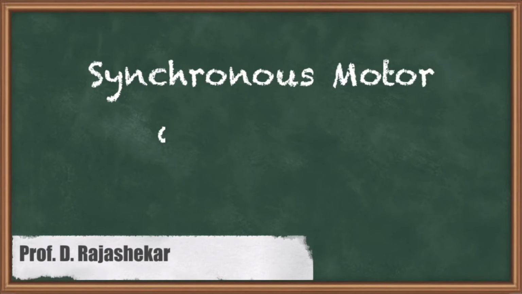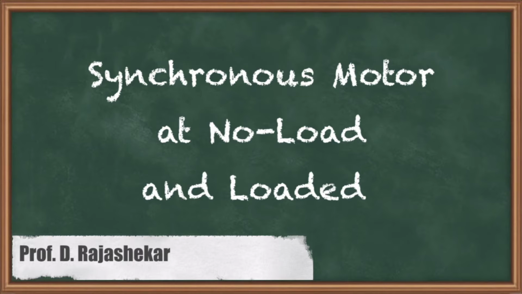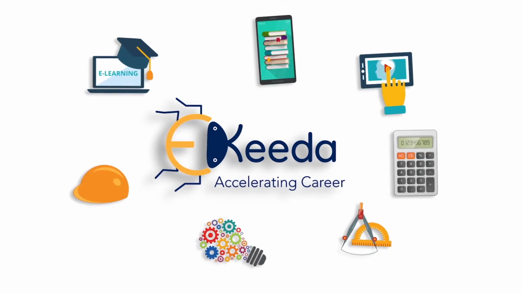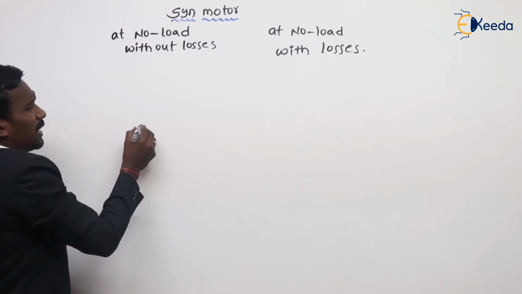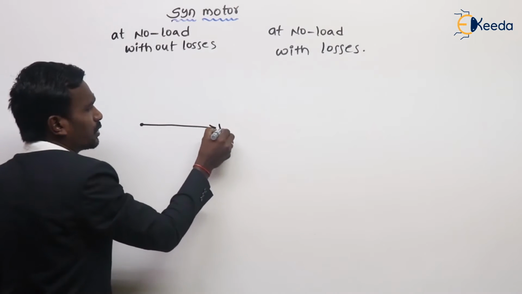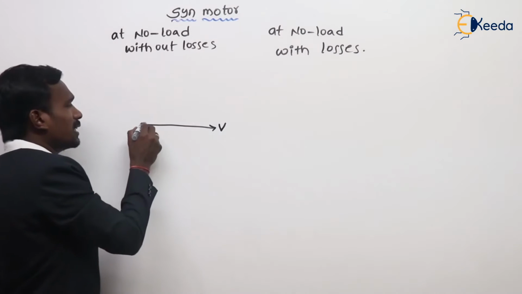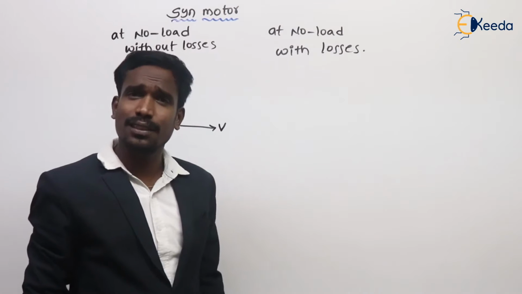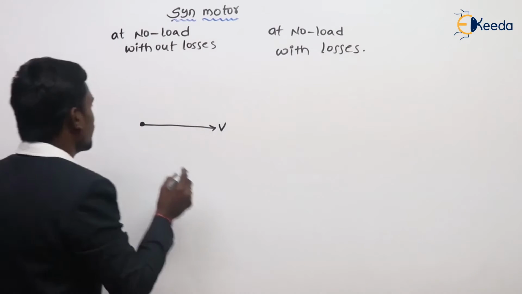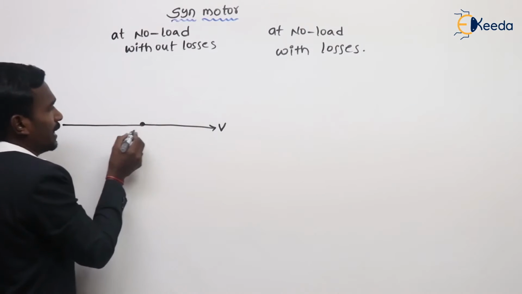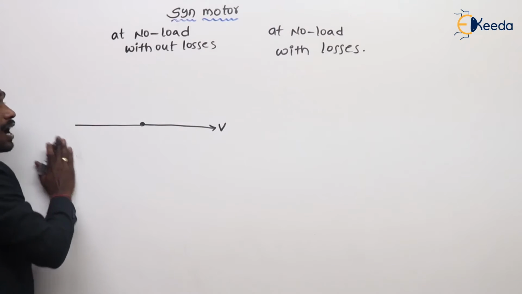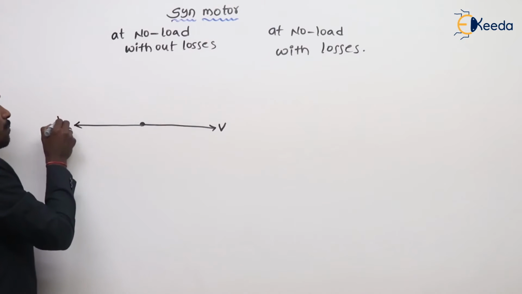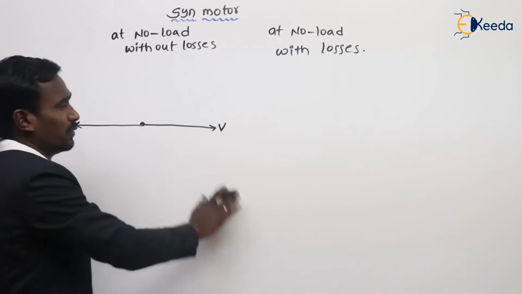Hi friends, in this video let's discuss the synchronous motor at no load without losses and at no load with losses. In a synchronous motor, this is my supply voltage V. When the supply voltage is given to the motor, generator action takes place in every motor, which produces an EMF in the opposite direction to the supply voltage.